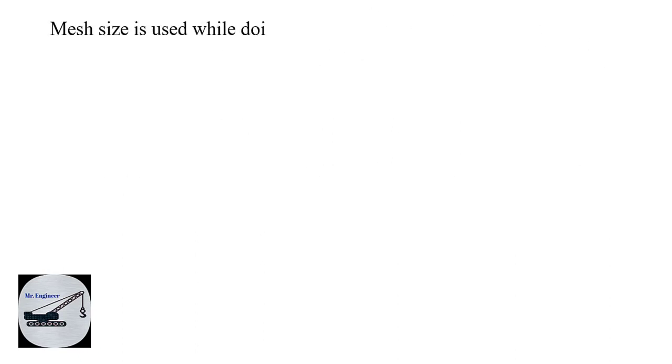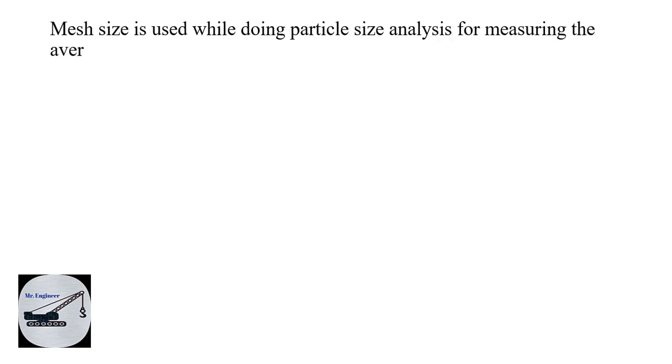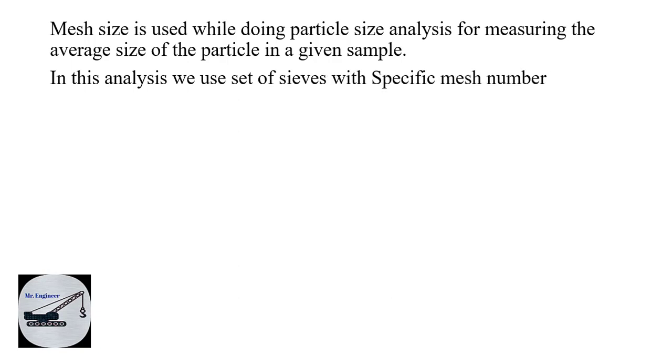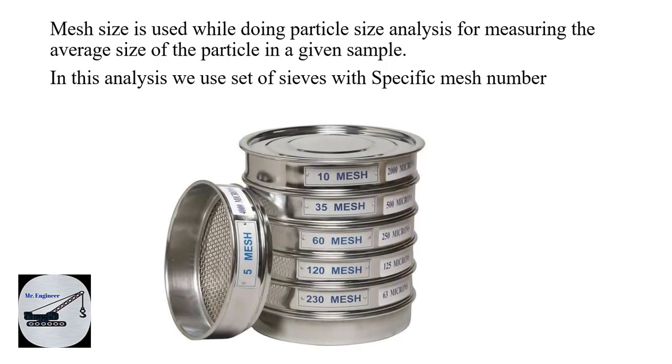Mesh size is used while you are doing particle size analysis for measuring the average size of the particles in a given sample of soil. In this analysis, we use a set of sieves with specific mesh numbers. The specific mesh numbers are 10 mesh, 35 mesh, 50 mesh, 60 mesh, 120 mesh, and so on.